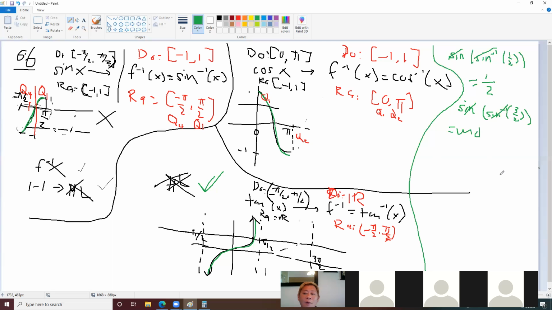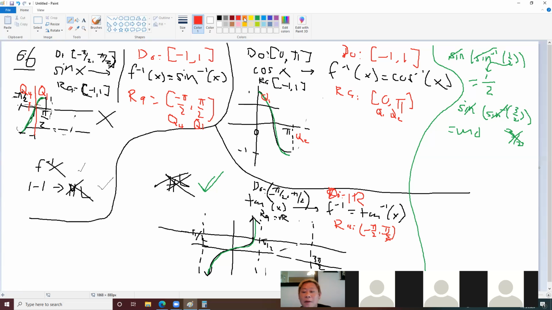So can someone tell me why this answer is undefined? This is very important. It's going to be coming out in your test. Anyone? So this will get 1/2. Why is this not 3/2? Anyone?